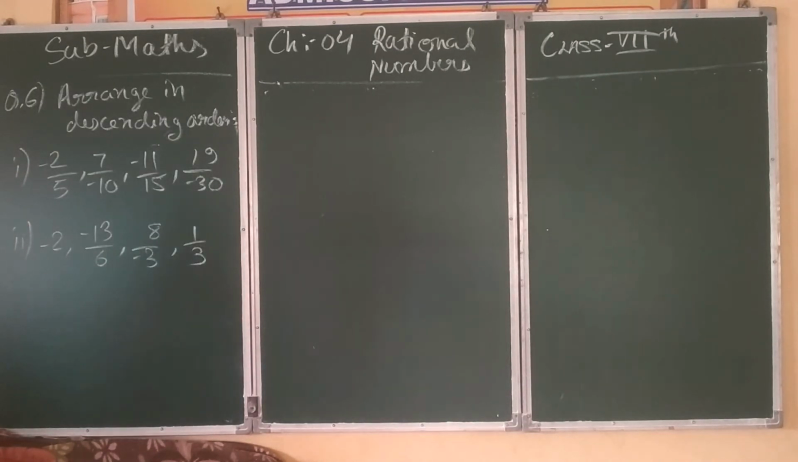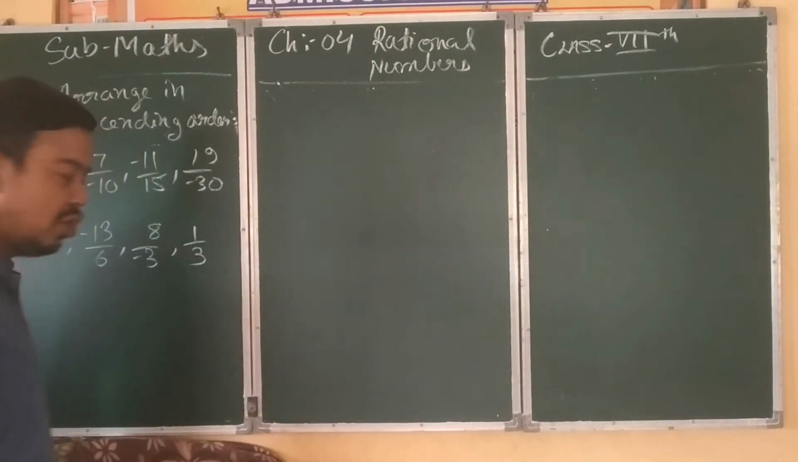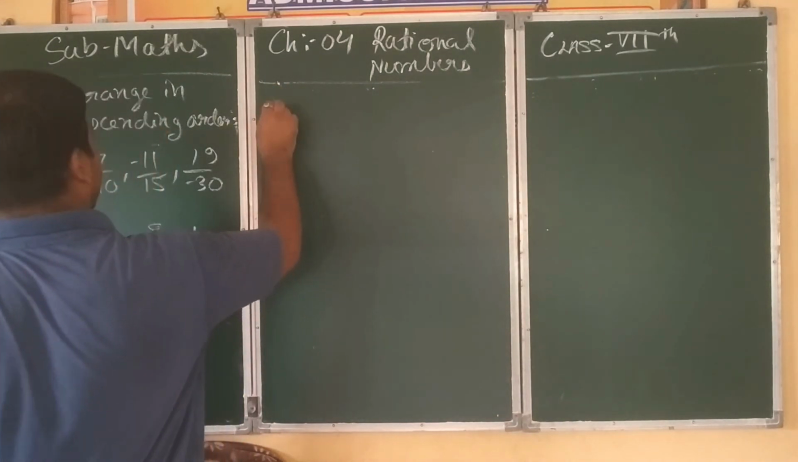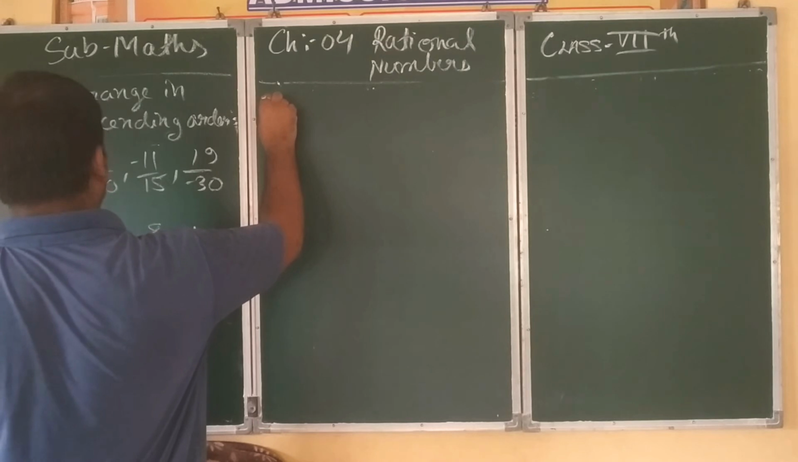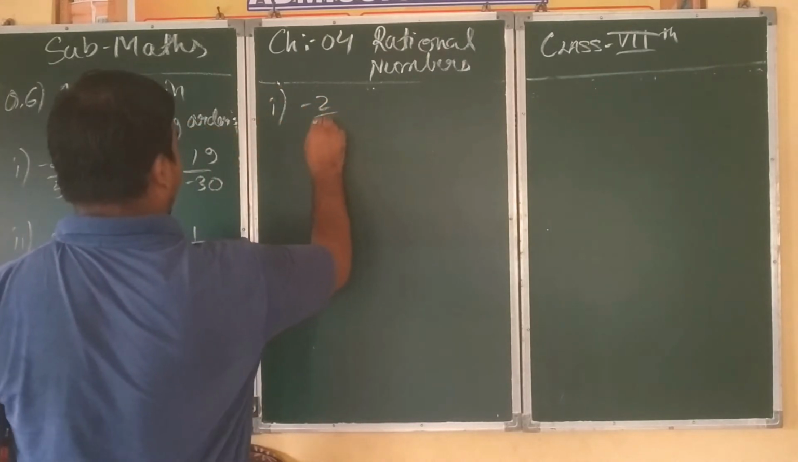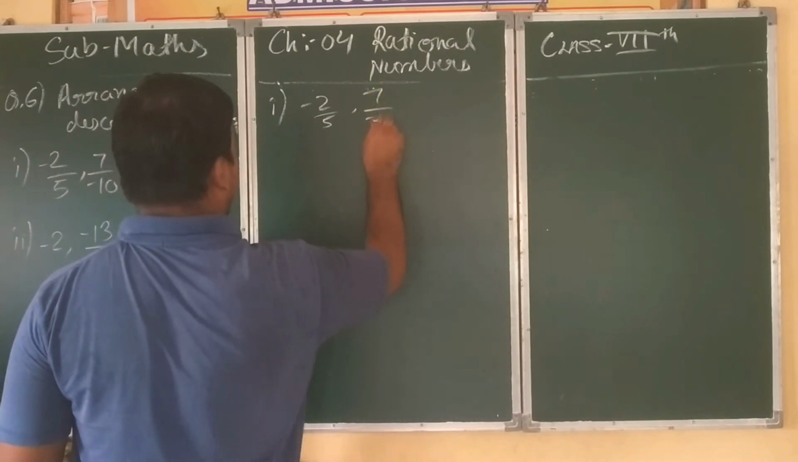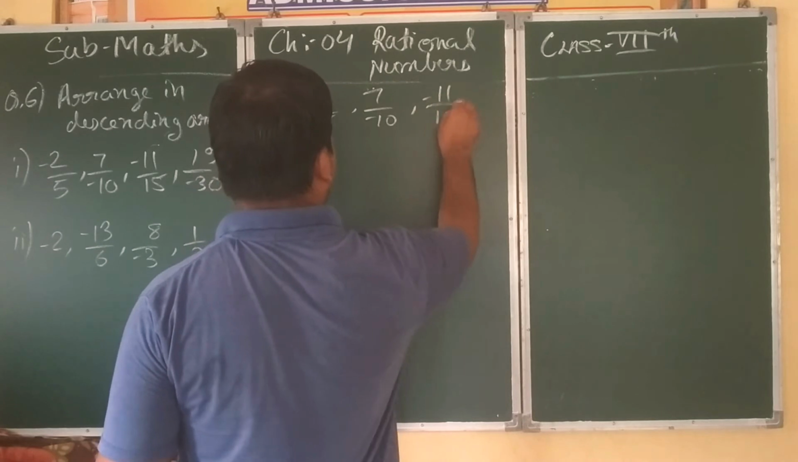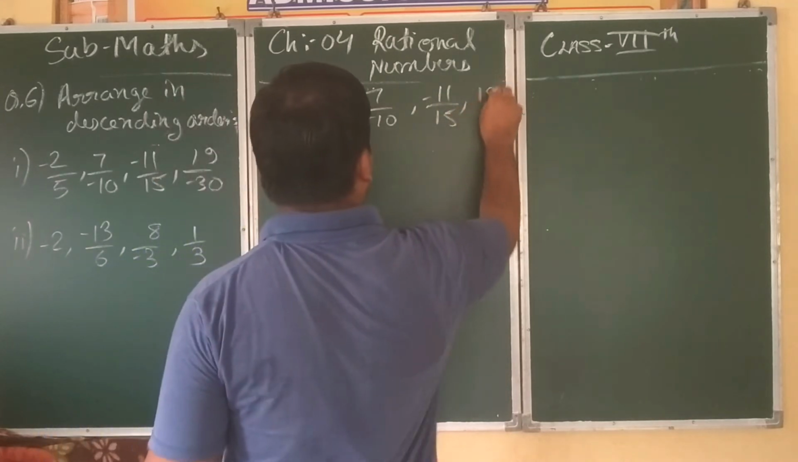Okay, so here is question number 6: arrange in descending order. These rational numbers are given. Descending order means bigger to smaller. First of 6th: 2 by 5, 7 by minus 10, minus 11 by 15, 19 by 30.